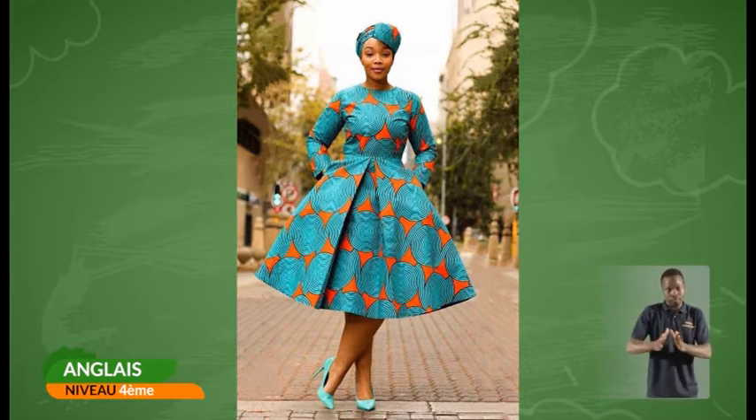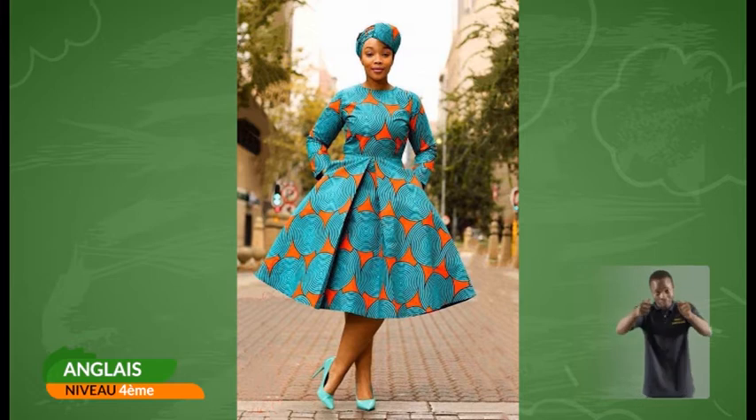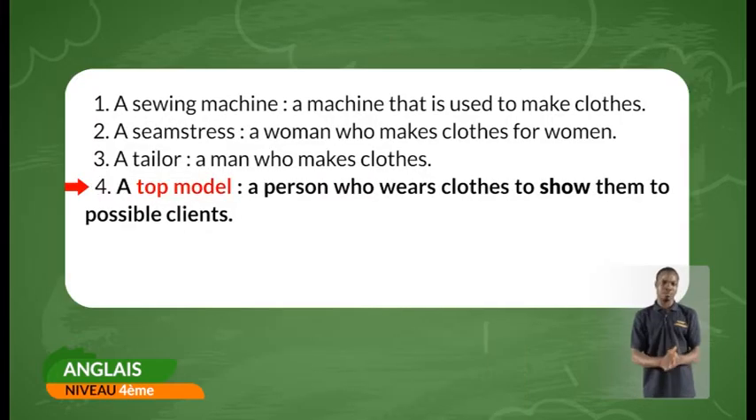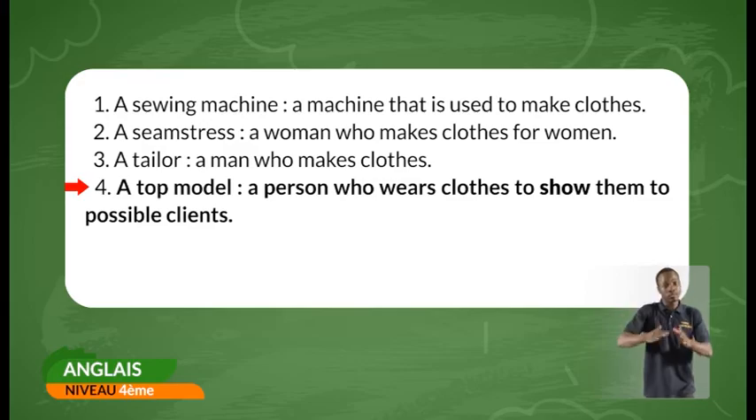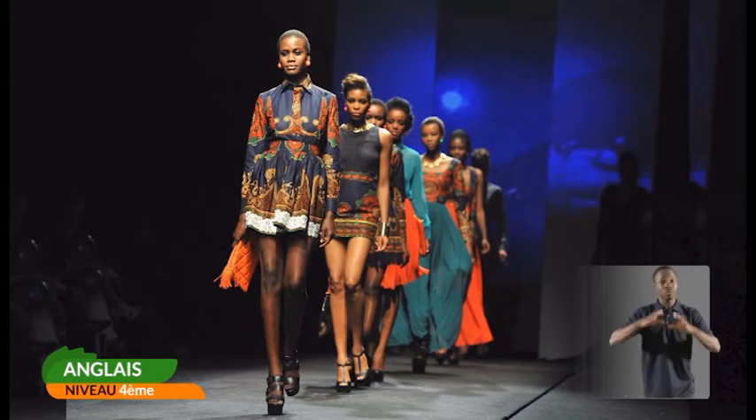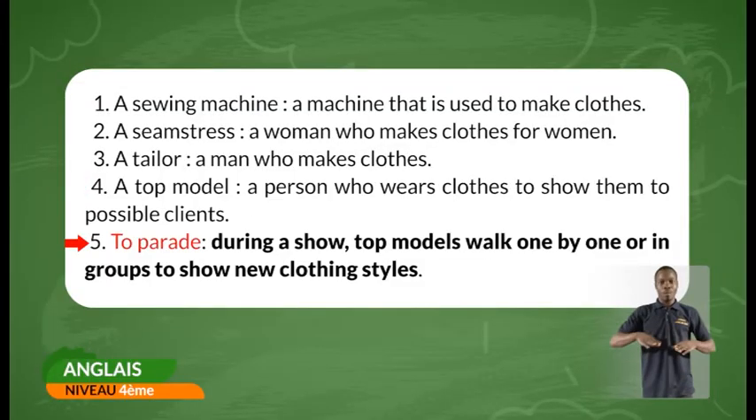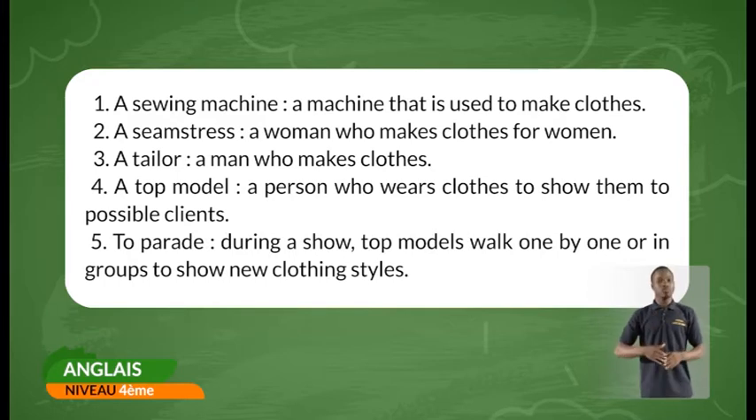So when these people, the seamstress and the tailor, make the clothes, there are some people who are going to wear them to show them to possible clients, to possible buyers. And these are top models. So a top model is a person who wears clothes to show them to possible clients. And during a fashion show, they're going to wear these clothes and walk to show how nice they are. So this is to parade. During a show, top models walk one by one or in groups to show new clothing styles. Now, let's repeat these words again. A sewing machine, a seamstress, a tailor, a top model, and to parade.